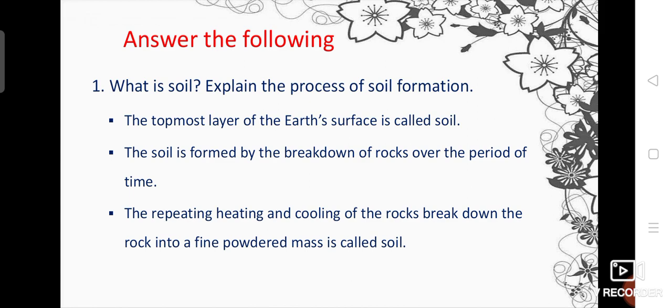What is the process of soil formation? The soil is formed by the breakdown of rocks over a period of time. Breaking of rocks into soil is not a one day process. It will take many years. The repeated heating and cooling of the rocks breaks down the rock into a fine powdery mass called soil. By means of continuous heat and continuous raining, the rocks will break down and become a powdery form, that is called soil.